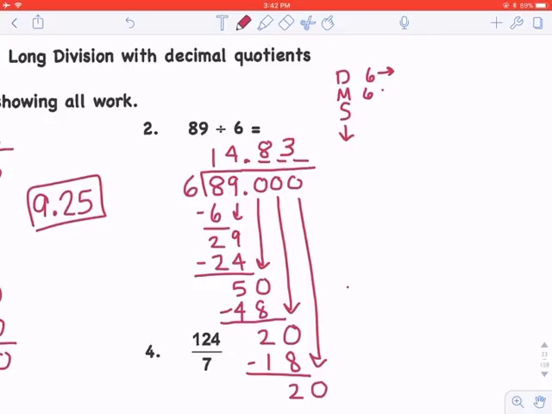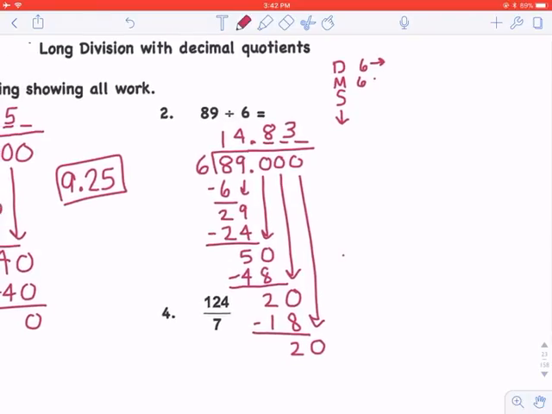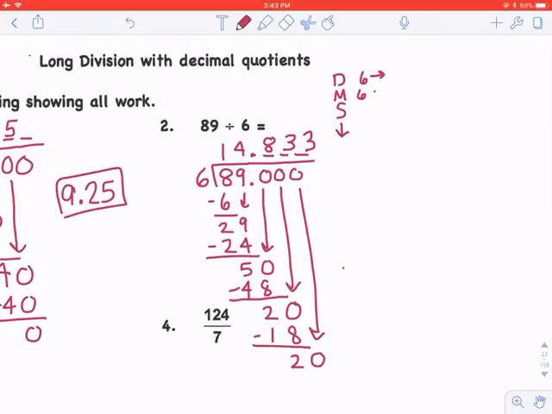I have another 20. That actually tells me something. If you keep bringing down 20s and you keep getting 6 goes into 20, it gives you a clue that your answer might be repeating. 6 goes into 20 3 times. I have another 3, and I can stop there. Once you've filled in your third blank, your thousandths place, you get to stop.